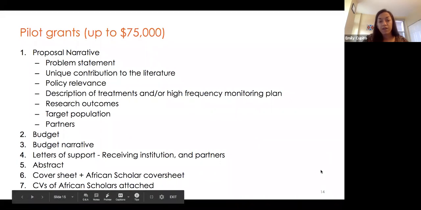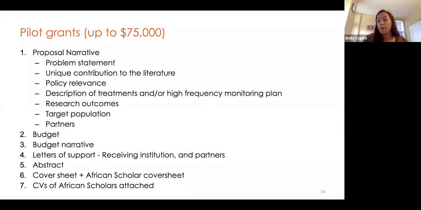As you'll see, the pilot grants have more detail that you have to fill out, in part because they're meant to be a bigger grant and one that's closer to the running of a full-scale study.